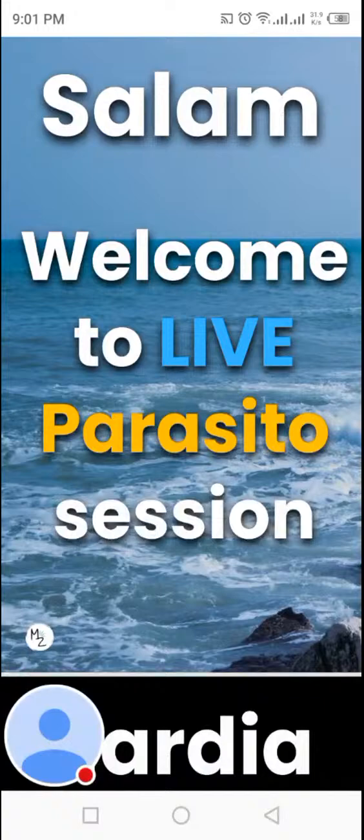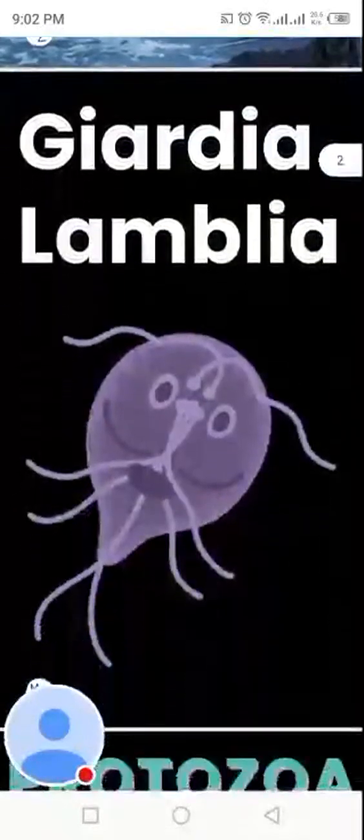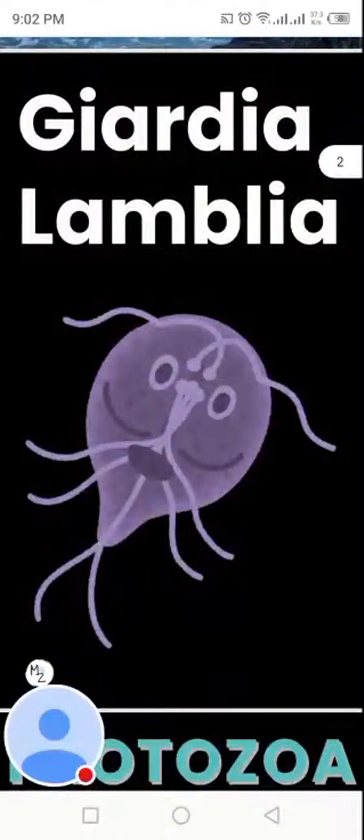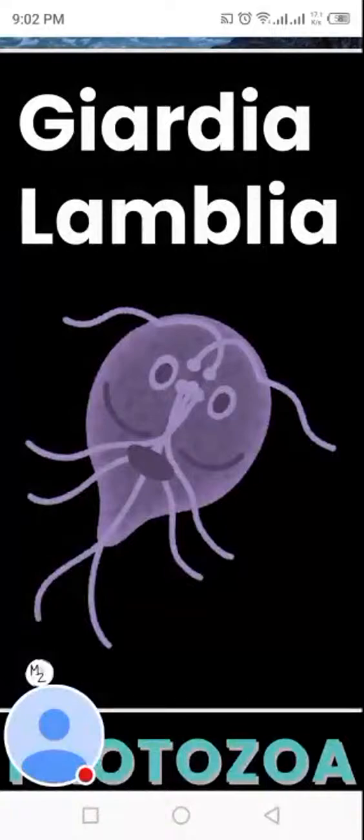So let's start talking about Giardia lamblia as more people join in. Giardia lamblia is a protozoan parasite. As you can see in this picture, it has two nuclei in it, which we can say are like two eyes of this pear-shaped Giardia lamblia. We'll talk about its morphology a bit later in today's video, so stay tuned for that. And if you've got any questions about Giardia or parasitology in general, you can ask me in the comments.